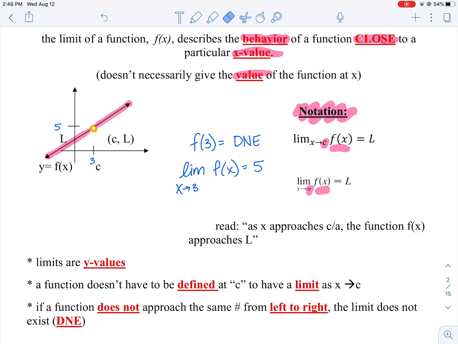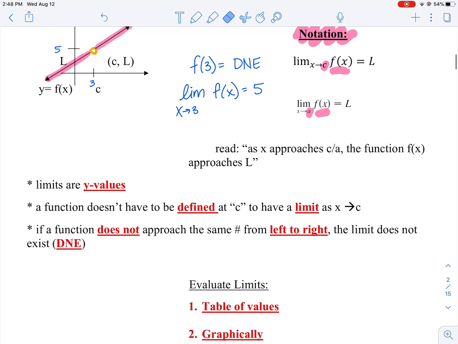Even though there might not be a number at x equals 3, we can get really close to it and be there together at y equals 5. So you notice that limits are actually y values. We can approach a certain x value, and then what is our y value as we approach that x value? So again, the function does not have to be defined at that value in order to have a limit as we approach that value. Just like our picture, just because there's a hole doesn't mean that our limit doesn't exist. We just have to follow the path and get close to it. And if we're together at 5, then that's what our limit is.